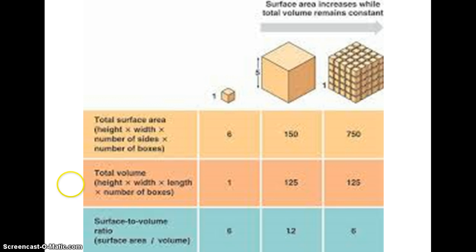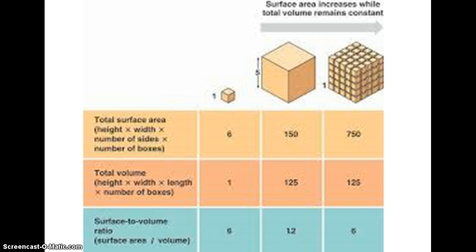In the first picture right here, you can see that it's a really small cube. Each side equals 1. And so the total surface area, the height times width times number of sides, is 6. And the volume is 1. So our surface to volume ratio is 6. Now, if you increase that size of the cube by 5, you would get a total surface area of 150. And the total volume inside, the height times width times length, is 125. And so that gives us a surface to volume ratio of 1.2. So it's a lot lower.